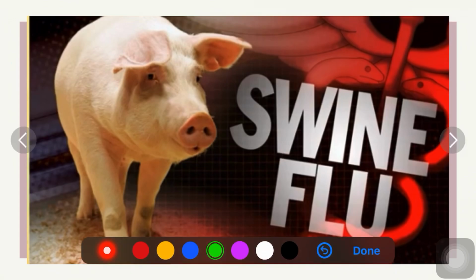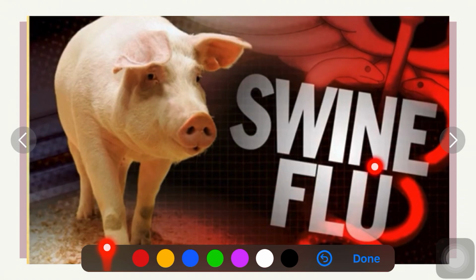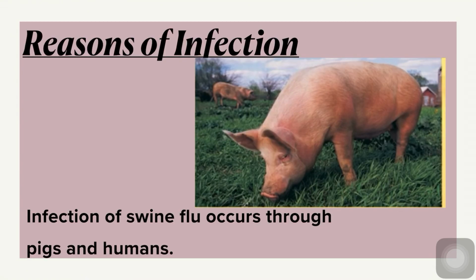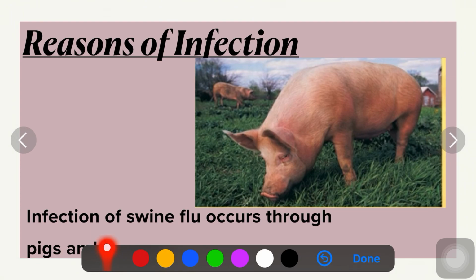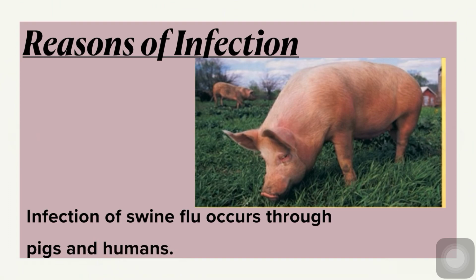Now, students, our next infectious disease is swine flu. Students, what are the reasons for the spread of swine flu? Answer: swine flu is caused by the influenza A virus, that is the H1N1 virus. Its carrier is the pig. Contact with such pigs or with an infected person, that is, a person who is already suffering from this disease, can cause infection of swine flu.